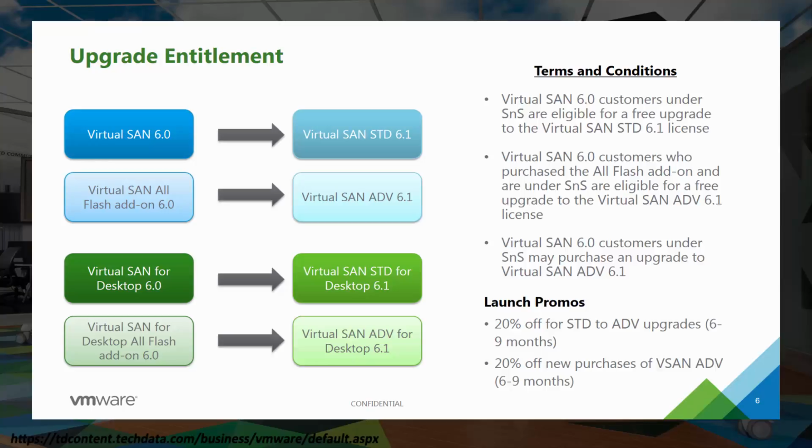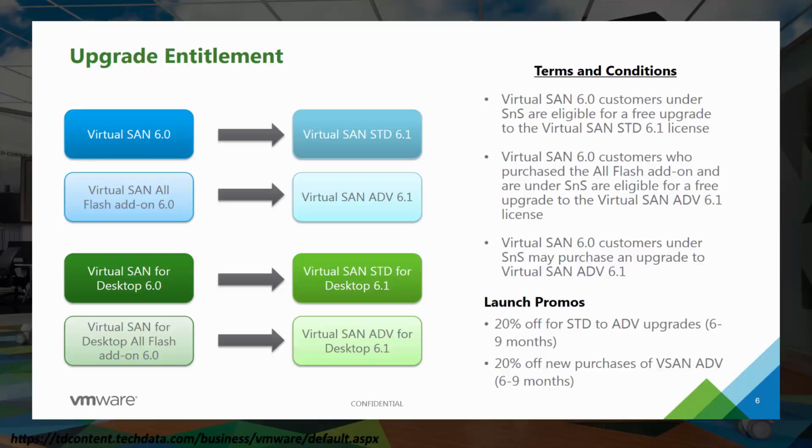For those of you with the existing vSAN 6 license for hybrid model, you're then going to get upgraded to the new vSAN 6.1 standard license. For those with the all-flash add-on license currently, they'll be upgraded to the vSAN 6.1 advanced licenses. And for those that have the vSAN for desktop licenses, the conversion is the same as what I mentioned before.